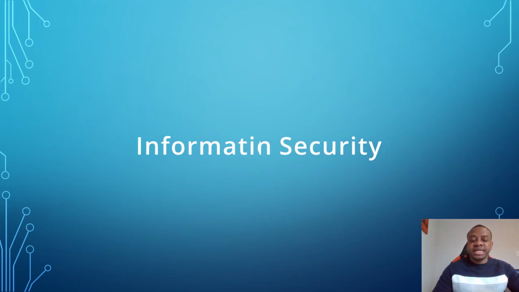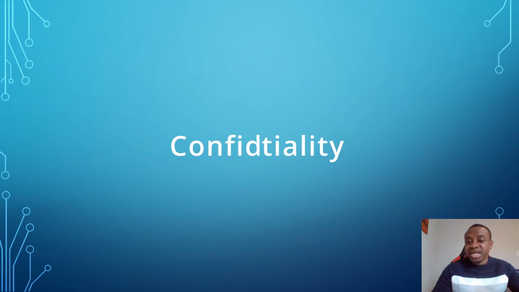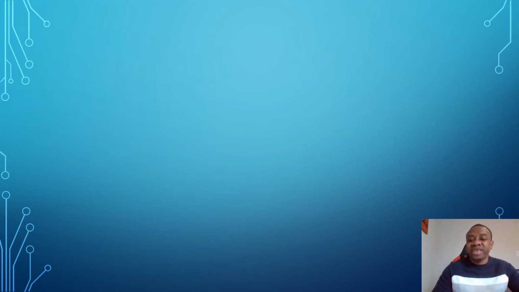Information security is the protection of information and information systems from unauthorized access, use, disclosure, modification, and destruction in order to provide confidentiality, integrity, and availability. These three words, confidentiality, integrity, and availability, are known as the CIA triad. They are also known as the security objectives. We will discuss more on the security objectives as we progress.